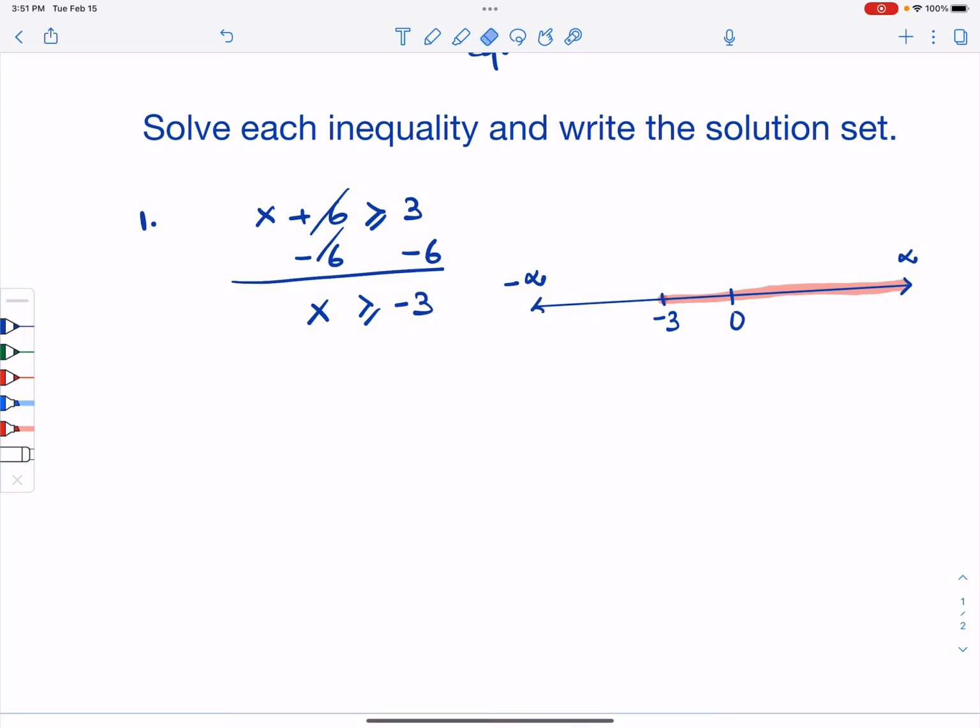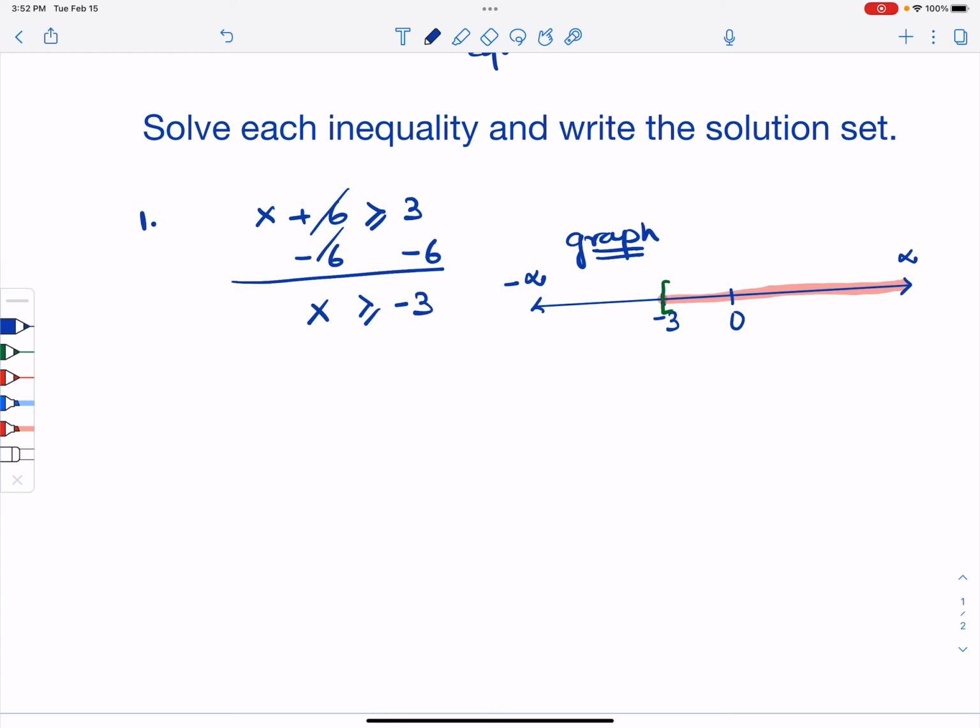I'm going to use a different color for the square bracket. So you put a little square bracket on the 3, and the square bracket will open out in the direction of the possible values of x, okay? So that's what we wrote out here. This is what it would look like if you had to graph the solution on the number line.